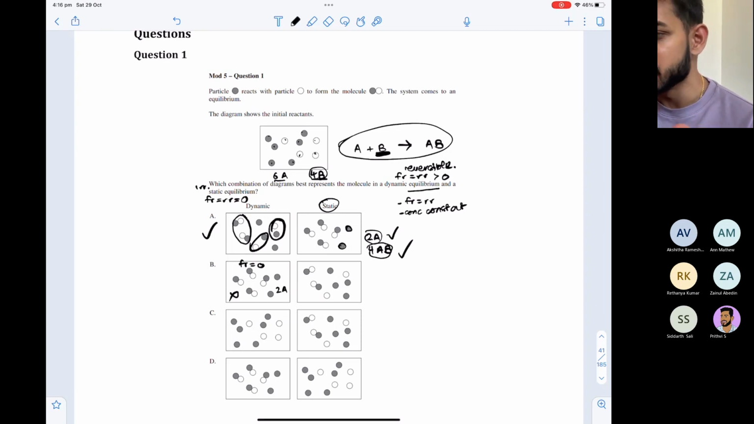You can't have a dynamic equilibrium. Straight away cross it out. Don't even look at the second diagram. Okay? Again, let's go to C. And what do you think about C?